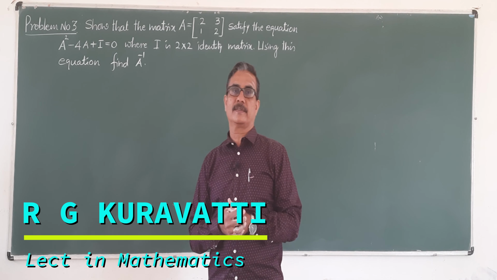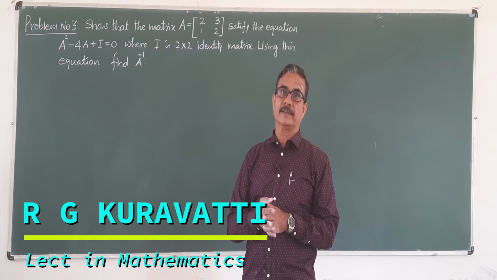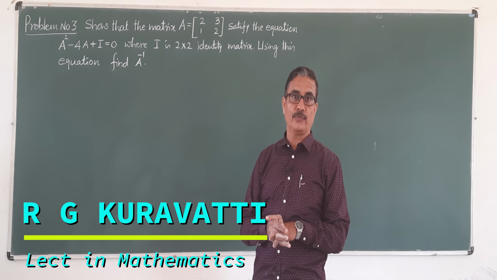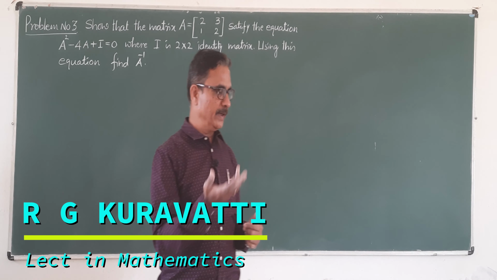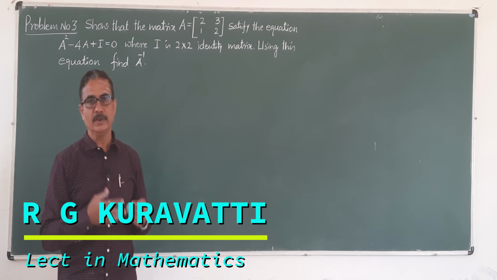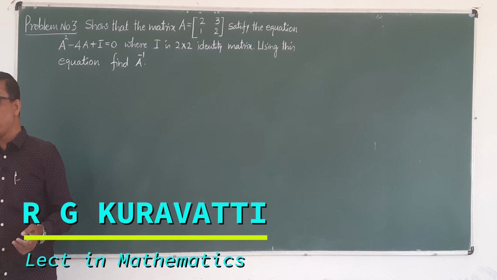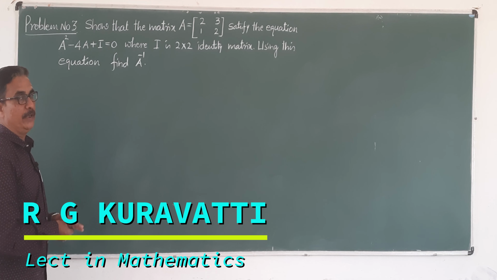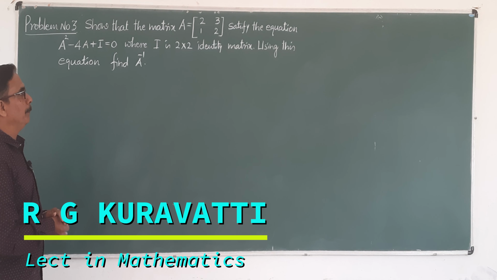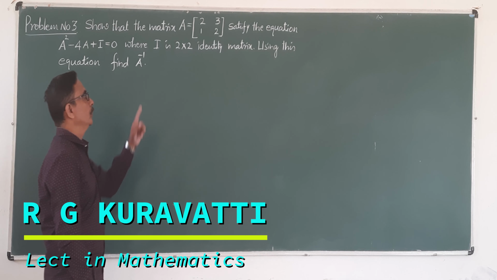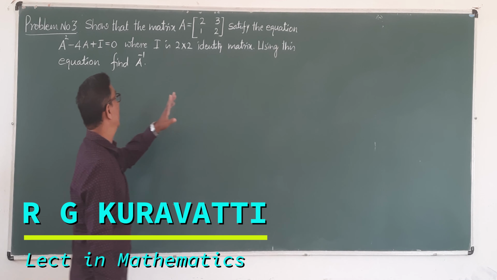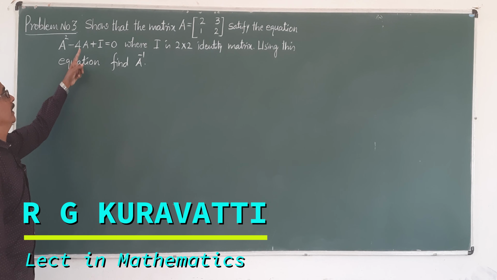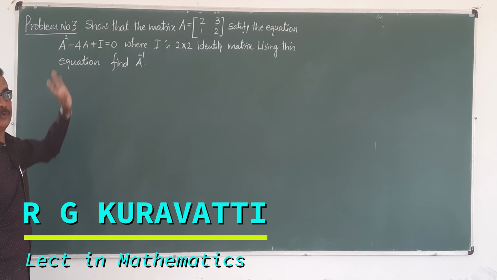In the previous session, we discussed the inverse of a square matrix. Today I will continue with the inverse of a square matrix and solve some more problems. Here is problem number 3. Show that the matrix A, a 2 cross 2 matrix with first row 2, 3 and second row 1, 2, satisfies the equation A square minus 4A plus I is equal to 0.